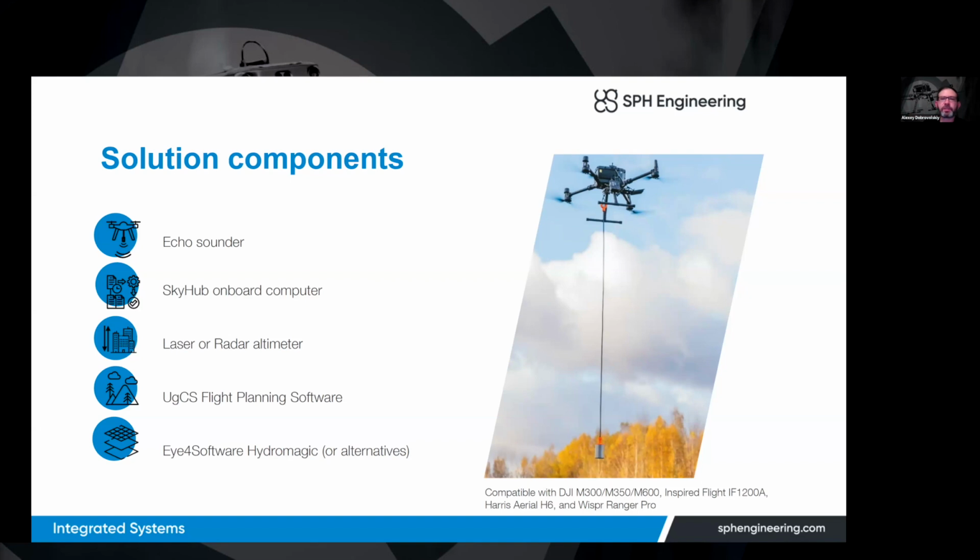Also, SkyHub keeps the constant altitude of the drone over the water surface, which is very important for measurement precision and also for safety. The onboard computer uses an altimeter installed on the drone. It is here. It can be a laser or radar altimeter to measure the actual real-time distance from the drone to the water surface to keep the altitude more or less constant.